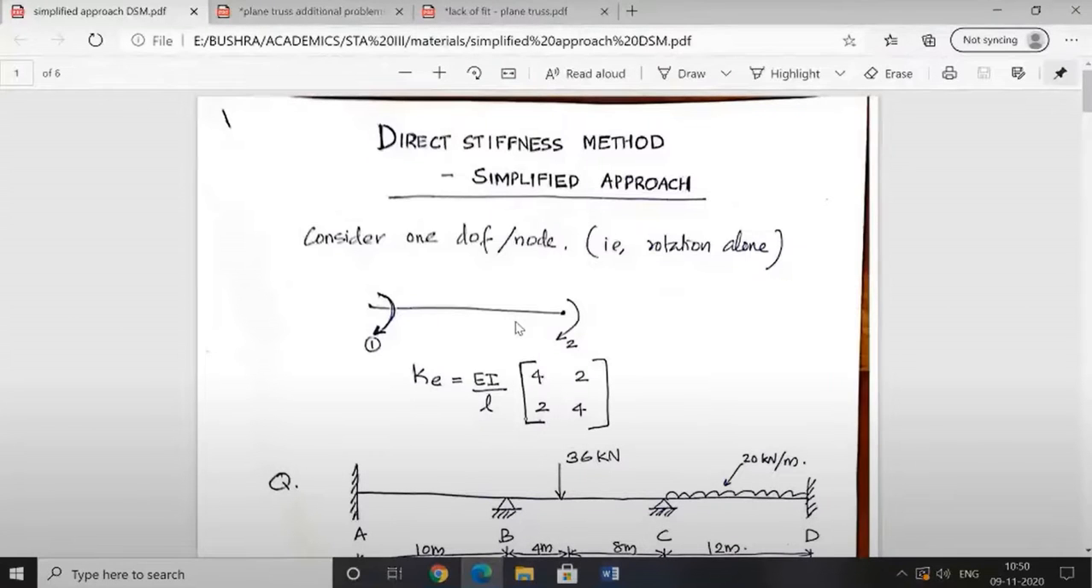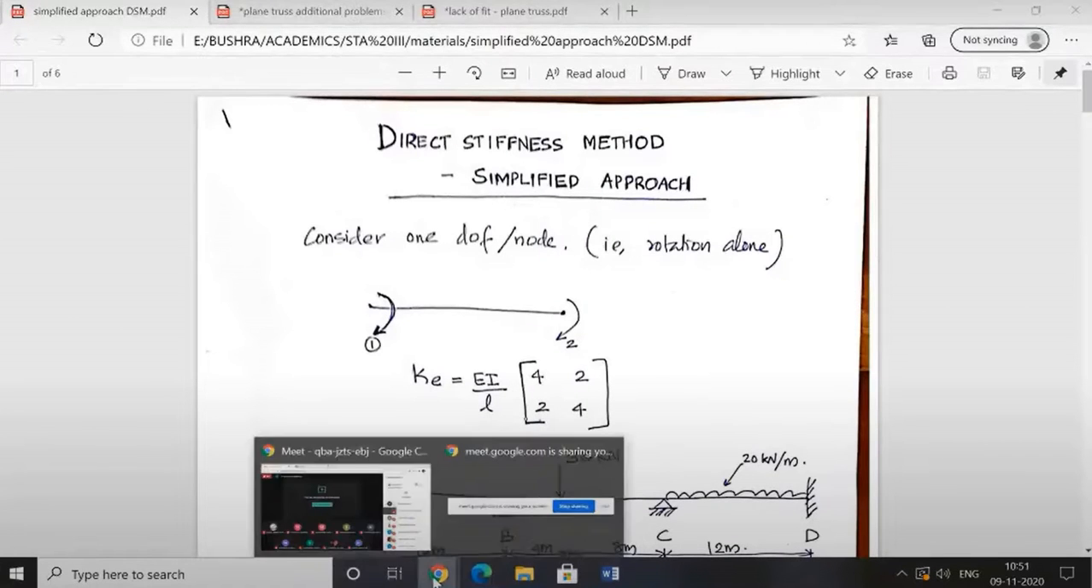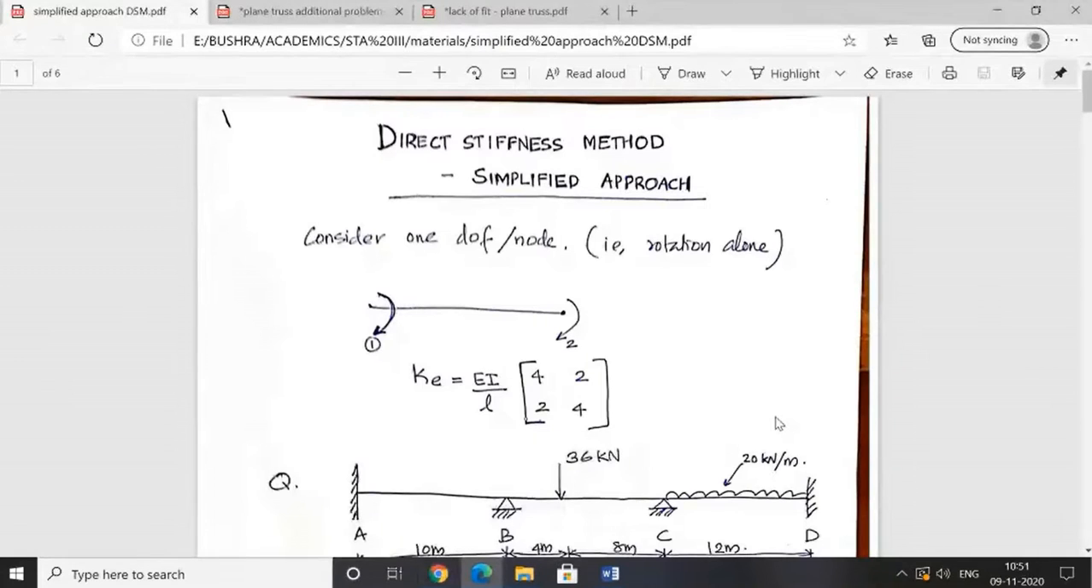Direct stiffness method, simplified approach. So we have discussed the direct stiffness method for continuous beams as well as plane trusses so far. For continuous beams, we have a somewhat simplified approach. Another approach, I first mentioned this simplified approach to you, but we didn't think of taking this one.